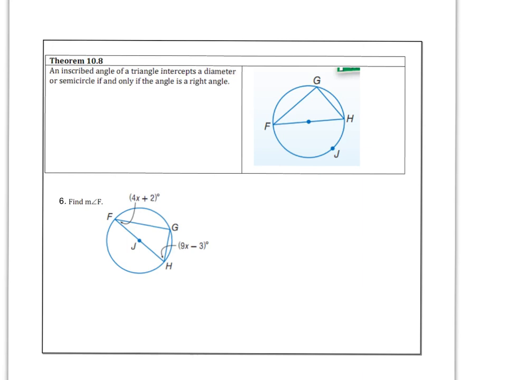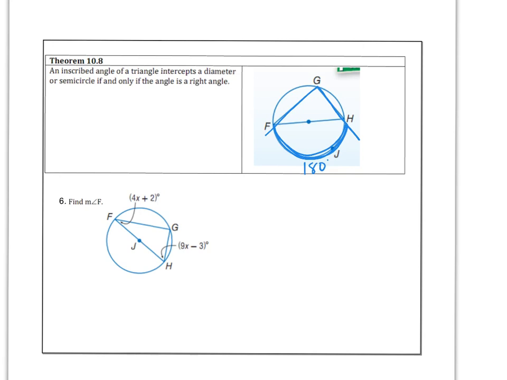It says an inscribed angle of a triangle intercepts a diameter or a semicircle if and only if the angle is a right angle. Okay, let's take a look at this picture. Everybody look at angle G. Angle G is the important angle here. Angle G opens up to a half circle. Half of a circle is 180 degrees.